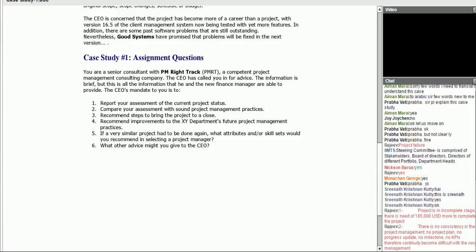The second, compare your assessment with sound project management practices. There is no consistency in the project plan, no progress update, no milestone, no key performance indicators, therefore continuity becomes difficult with the new management. That's very good, Rajiv.